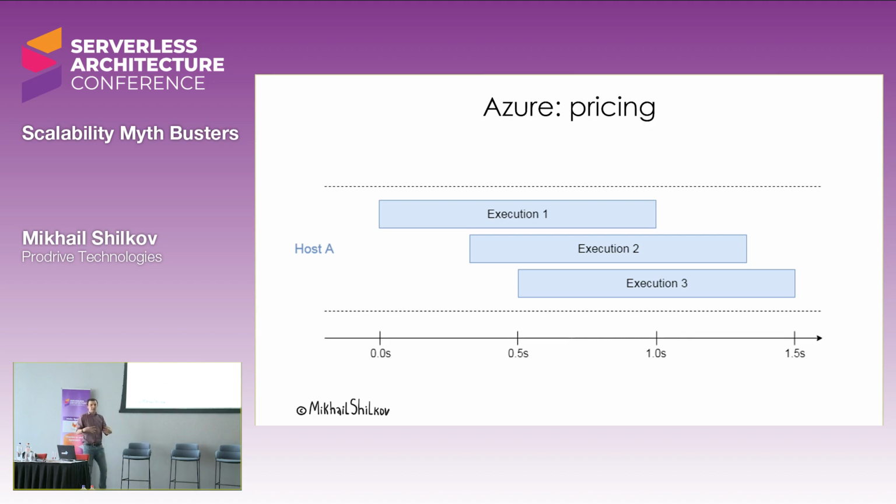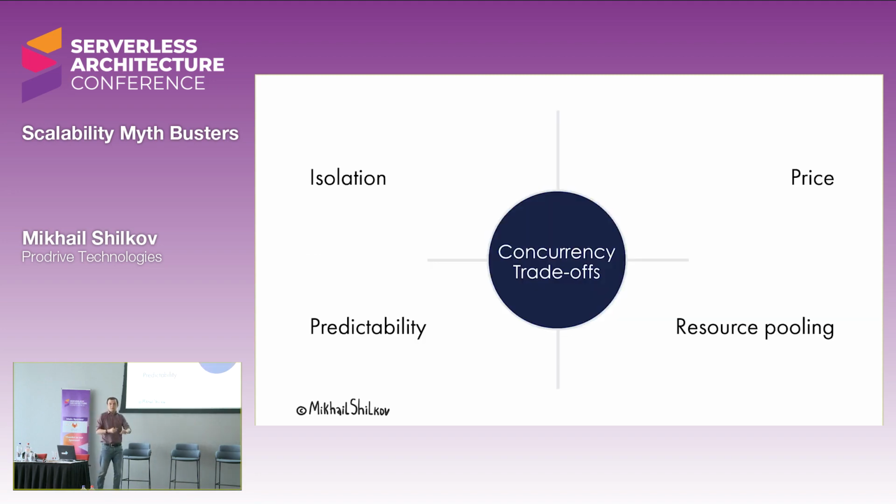But they can also start competing for the same resources. So if you are doing some CPU intensive work, they all will get slower eventually. So for the concurrency, the trade-off is isolation and predictability versus price in resource pooling. And each provider has a different answer for this trade-off.